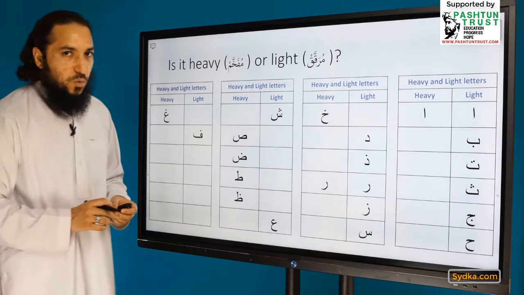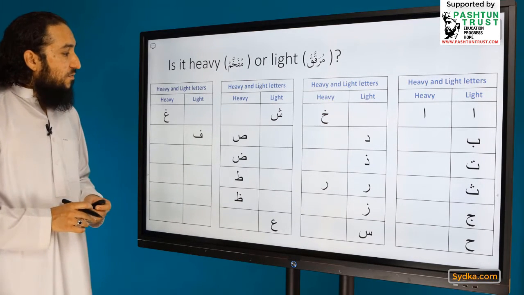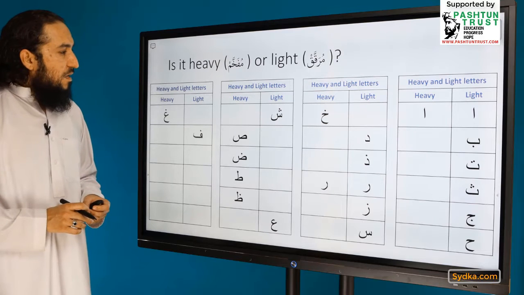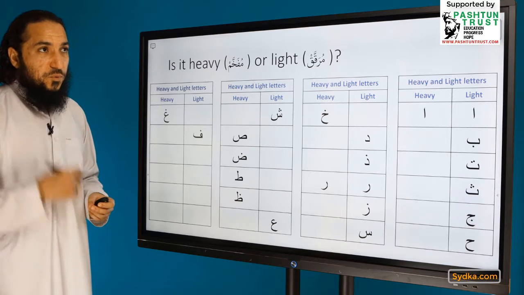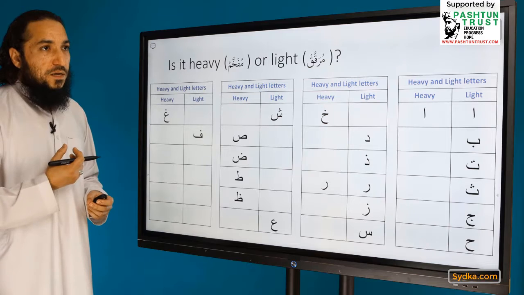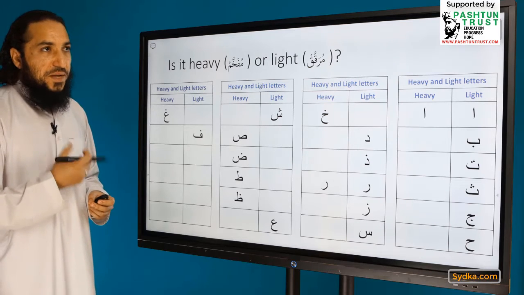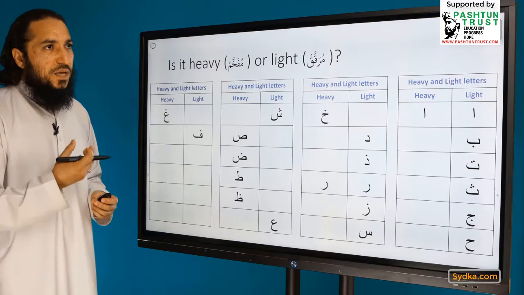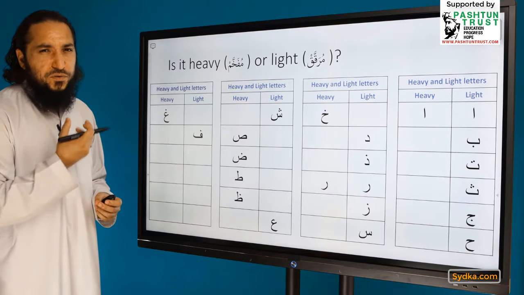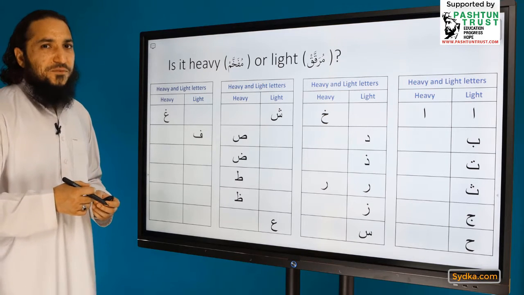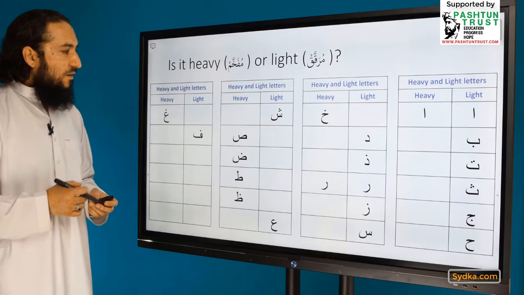Is it a heavy or light letter? It is one of the light letters, because when we are pronouncing it, our mouth and lips remain in a state of flatness, as if we are going to start smiling. For example, fa, fa, f, fa, f.